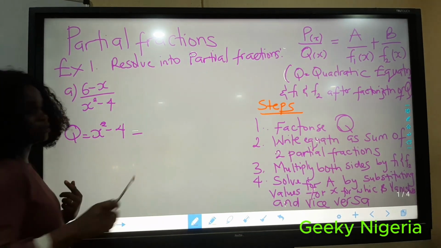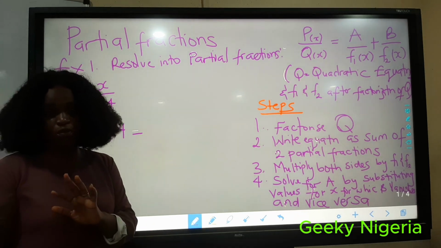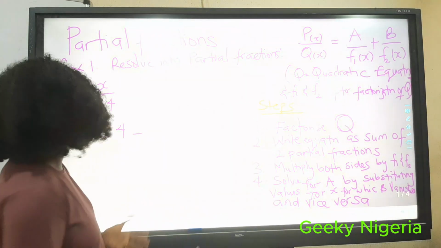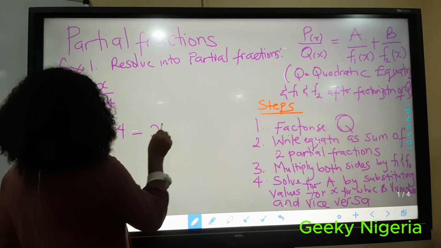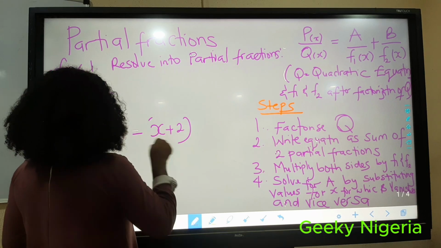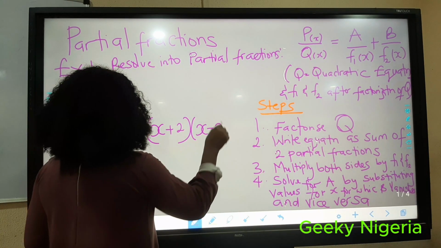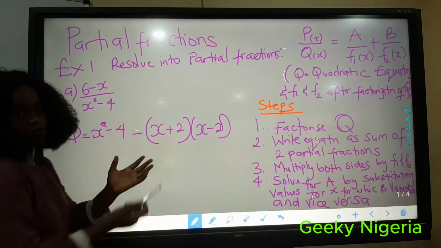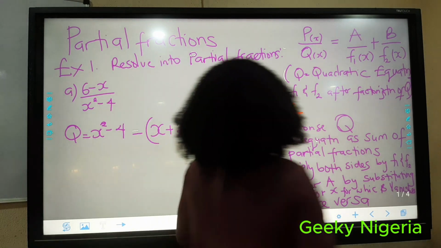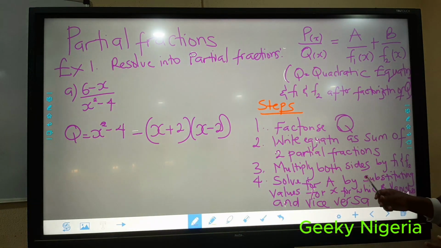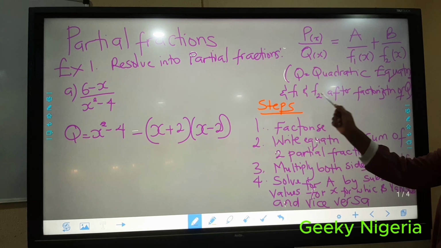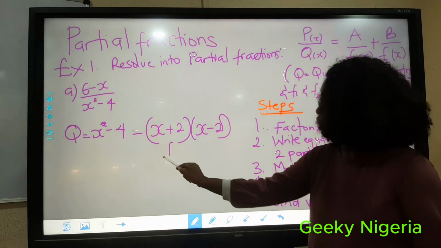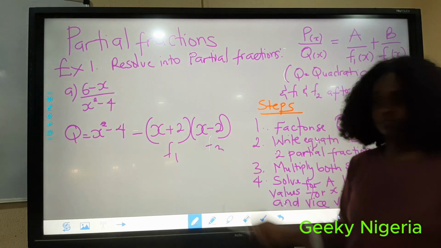To factorize this, go back to previous videos that give you an easy way to remember this. We talked about different ways and steps of factorization. So here, factorizing this gives x plus 2, x minus 2. If you expand this, you're still going to arrive at x squared minus 4. So you break it down to F1 and F2, where F1 and F2 are the factors after factorization. Here is your F1 and here is your F2.